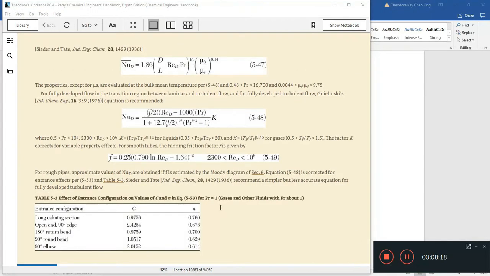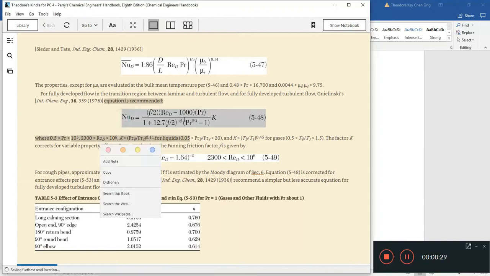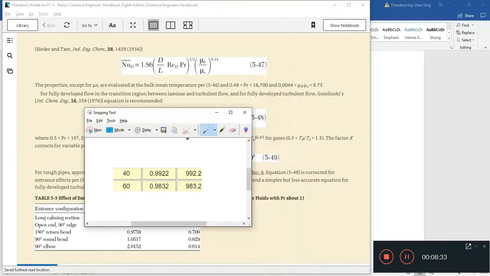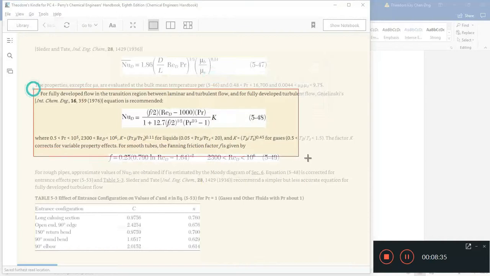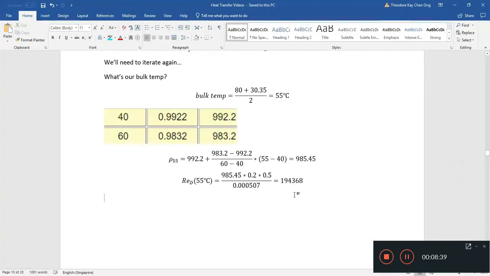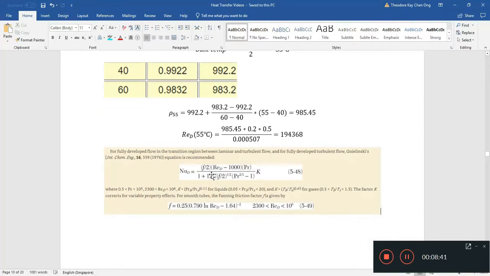Well, things didn't go as planned, but at least we'll get to see the turbulent side of things. So this is actually turbulent flow, and we'll have to use a different Nusselt number this time. We have to use this equation.